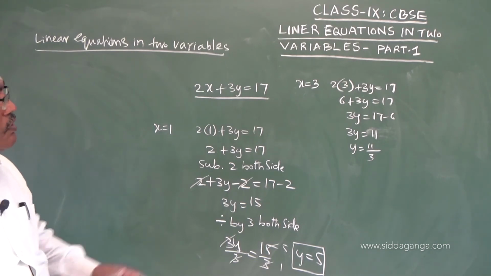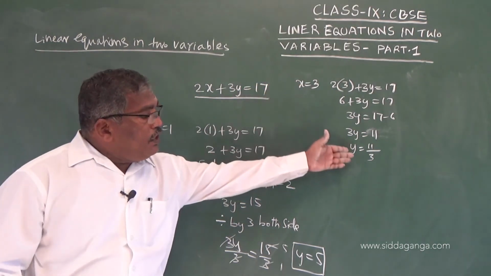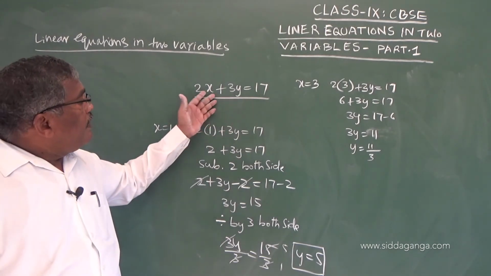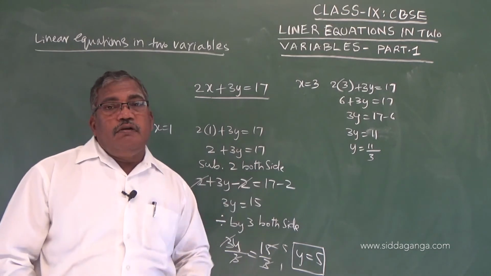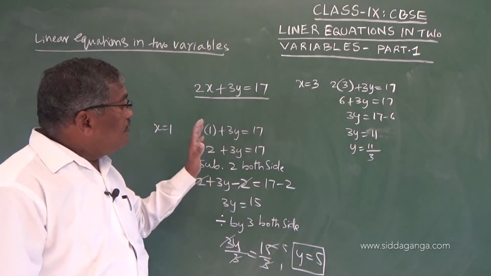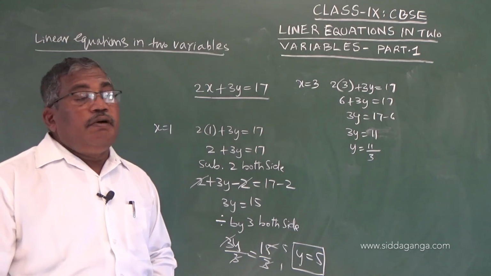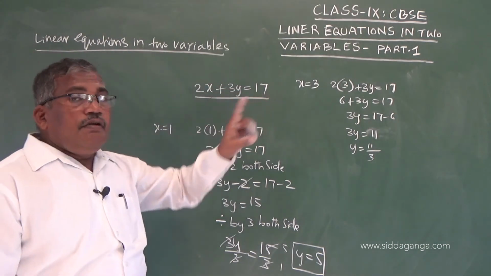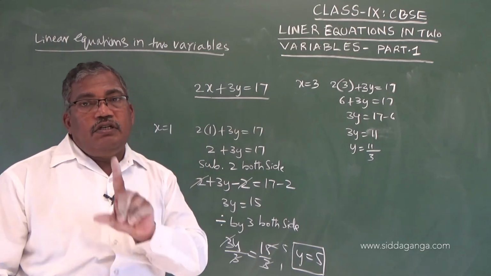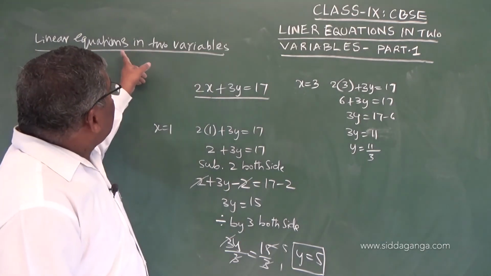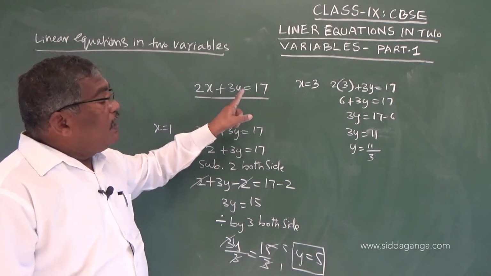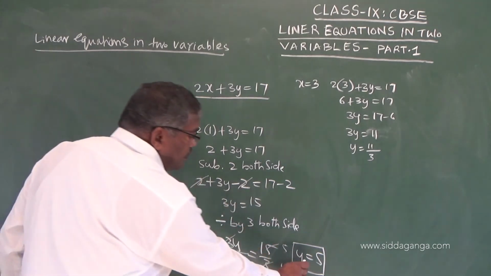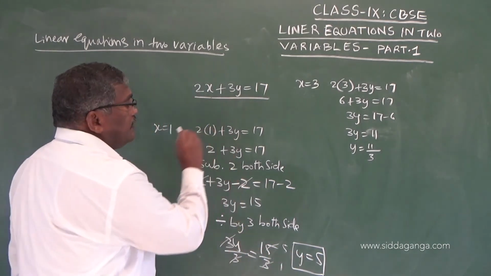So likewise, for different values of x, we will get different values of y. So here the more important thing you have to remember is that a linear equation in one variable was having only one solution. But an equation with two variables will have multiple solutions. These two values, x equals 1 and y equals 5, will satisfy this equation.